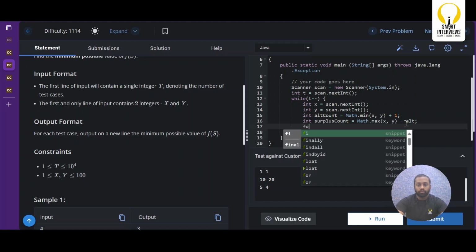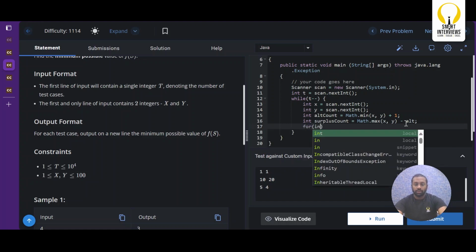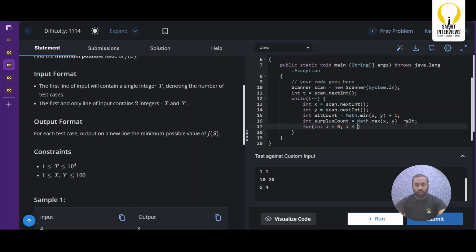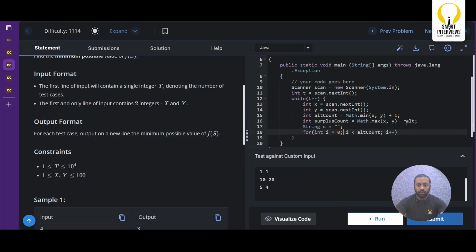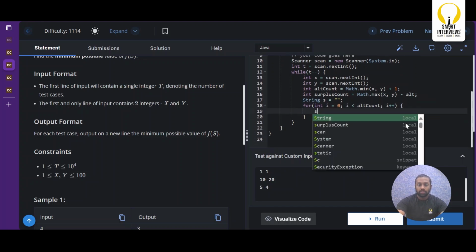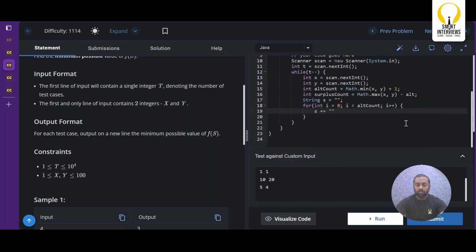So for int i equal to 0, i less than alt count, i plus plus. Let's also take a temporary string, let's take it as s itself, empty. For alt count number of times, what do I do? I add 1001.